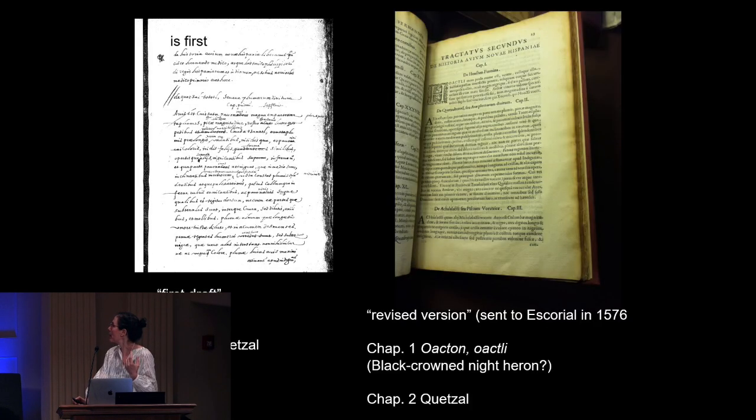So I wanted to spend a lot more time on this, but because of my poor timing, I won't. I'll just quickly allude to a second kind of trace, which has to do with a really important discrepancy between the two surviving versions of Hernandez's natural history. And this has to do with the ordering.